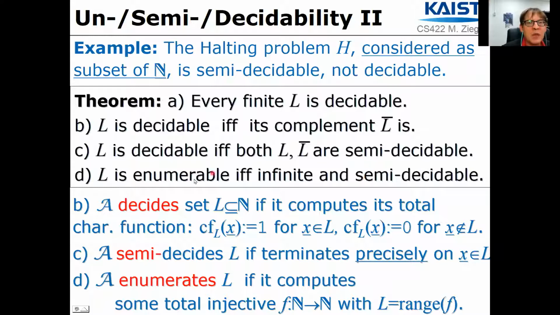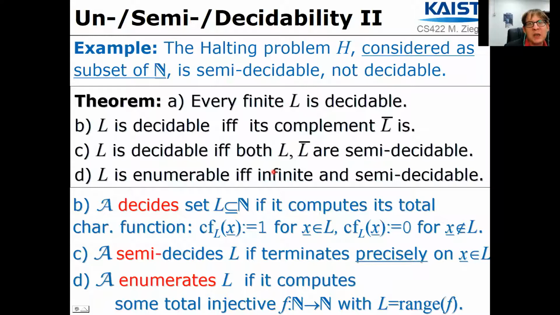Namely, the relation is: enumerable is the same as infinite and semi-decidable. So now recall that according to item A of the theorem, the finite decision problems are trivially decidable. So it's no restriction for item D to really restrict to infinite decision problems. And for those, enumerable is actually the same as semi-decidable. Right? That's a statement, and that really tells us already a lot about these formal notions of computability.